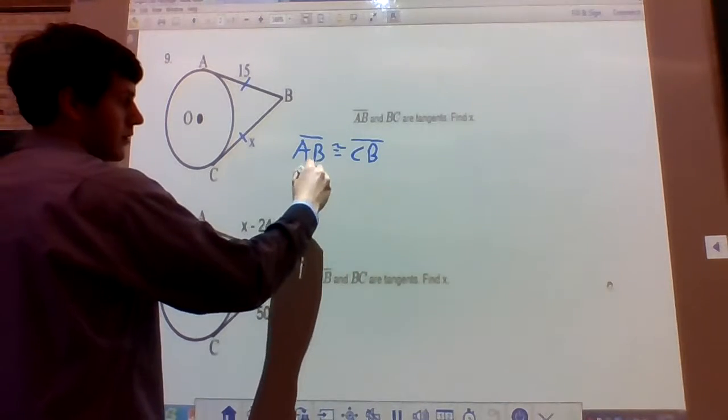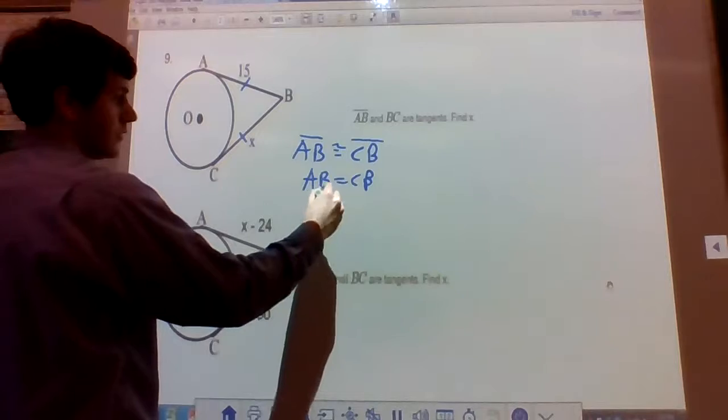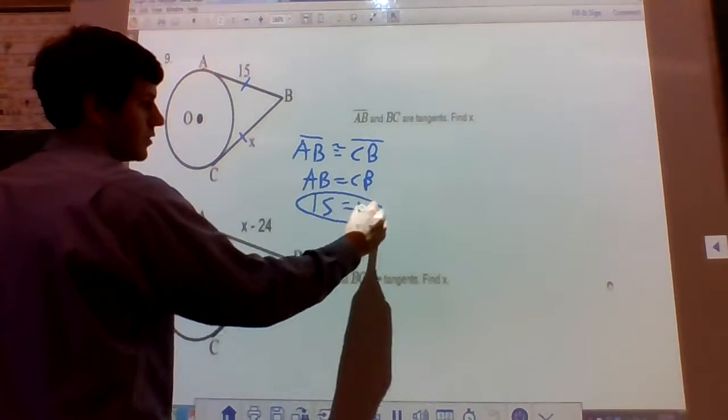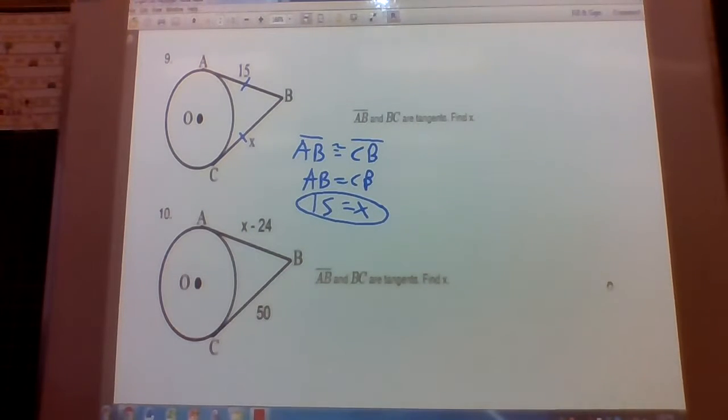Meaning AB equals CB, AB is 15, CB is X. So we know X is going to be 15. Two segments are tangent to the same circle and meet at an exterior point, meaning a point outside of the circle, then they're going to be congruent. The same size and shape, same length.